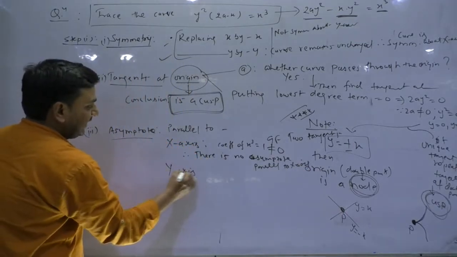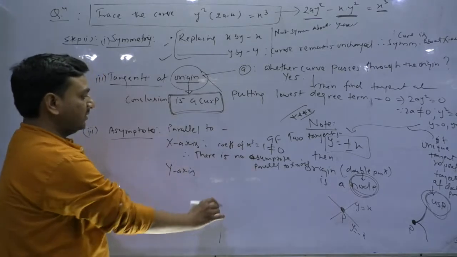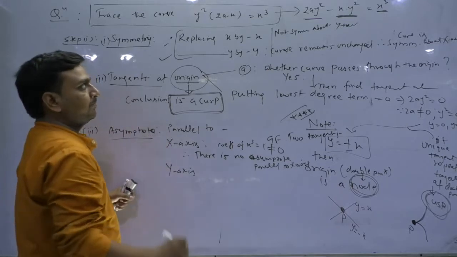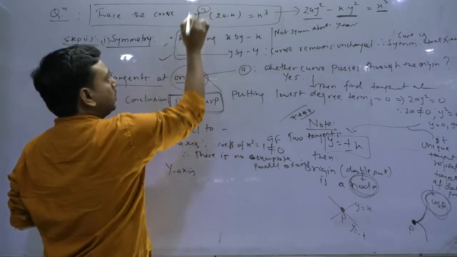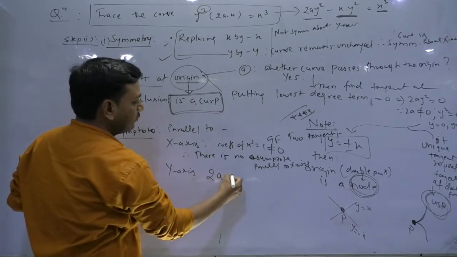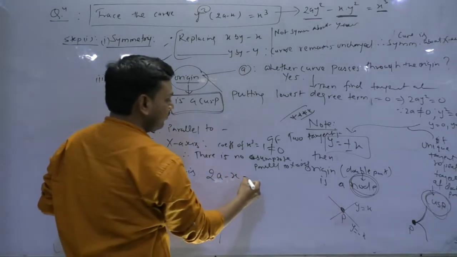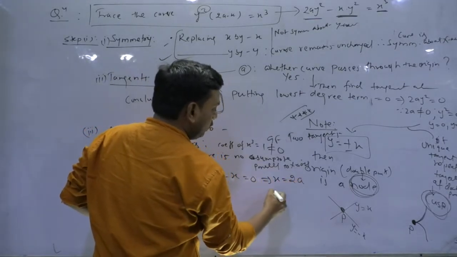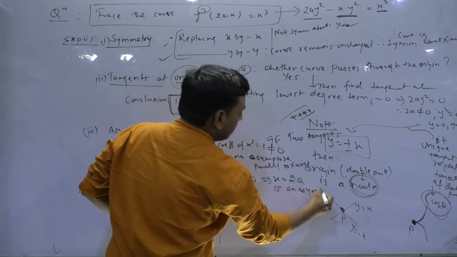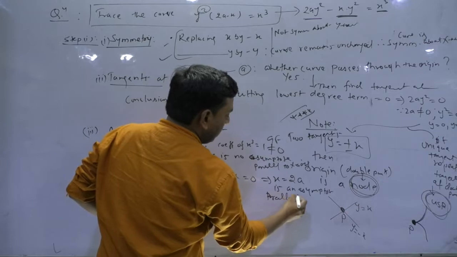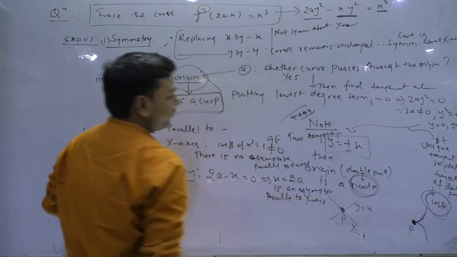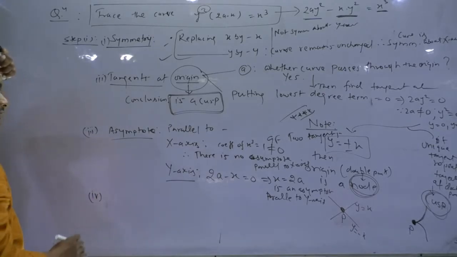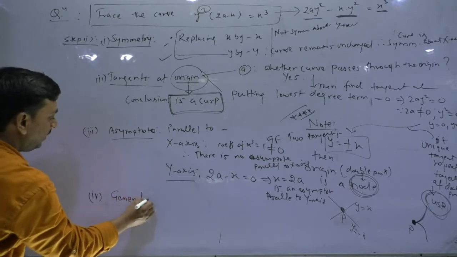So parallel to y axis, what we will be doing is coefficient of highest power of y. So highest power of y is 2 and coefficient of y square is 2a minus x. Put this 0. So what you got? x equals to 2a is an asymptote parallel to y axis. Is that clear or not? Fine. Fourth point, finding some general points.